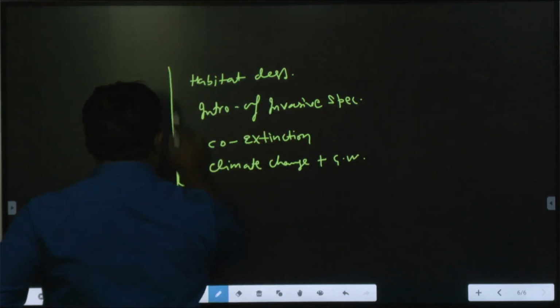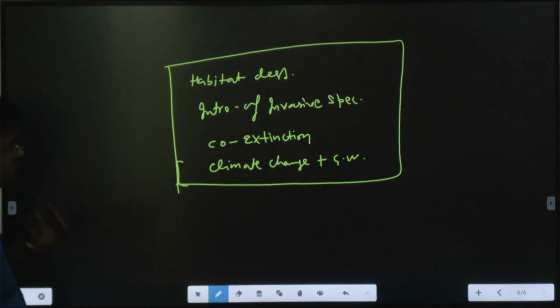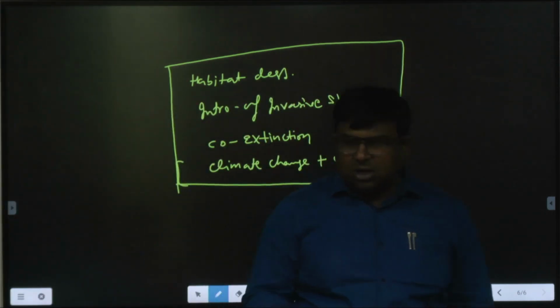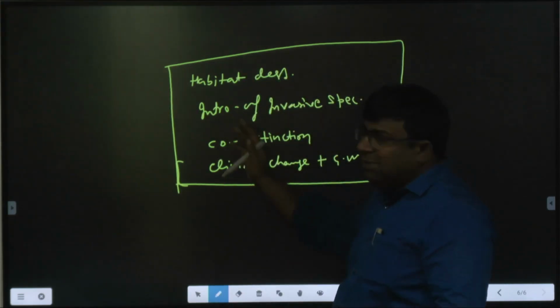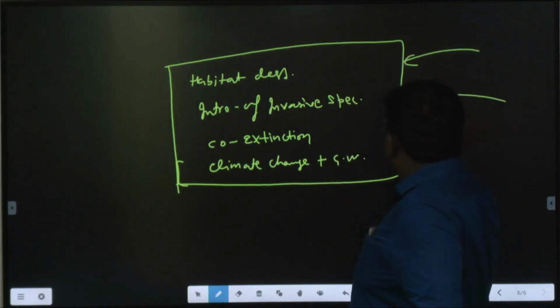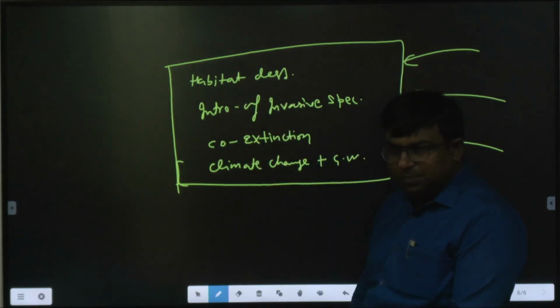Look, whenever you are talking about biodiversity loss, you should not forget to mention these four most dominant factors. I am not saying that these are the only factors responsible for biodiversity loss. I am saying that these are the four most dominant and immediate factors. Multiple other factors induce these problems.